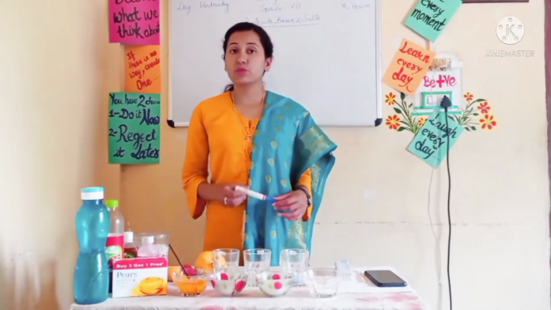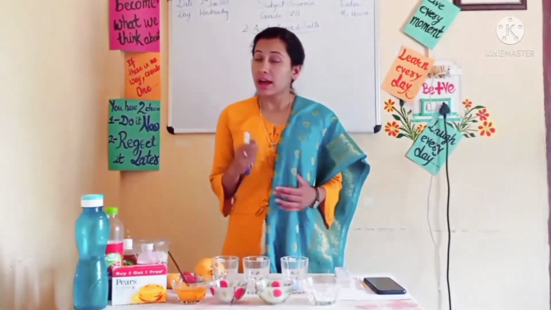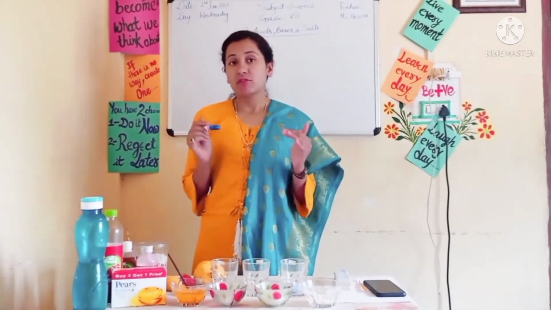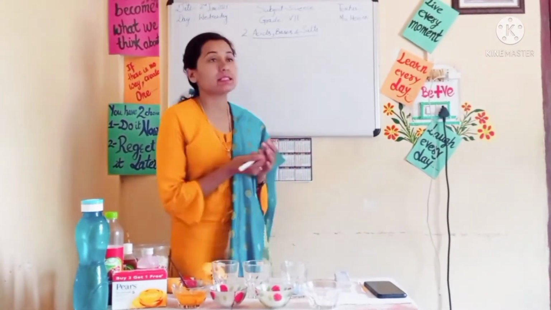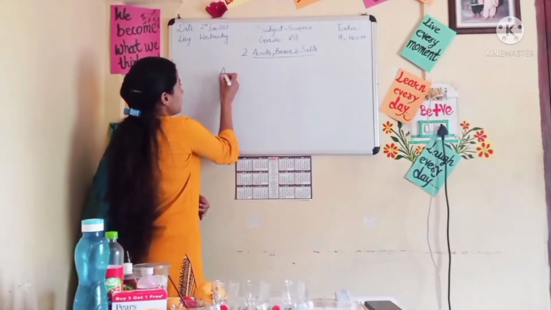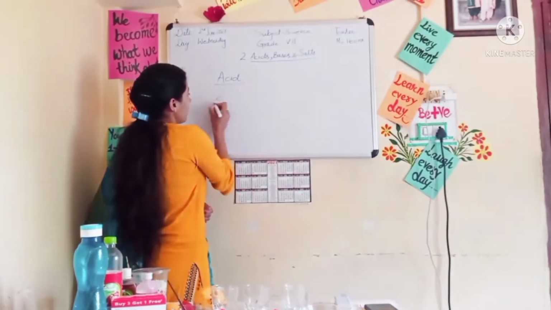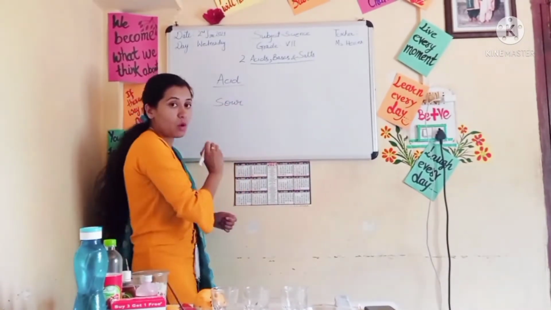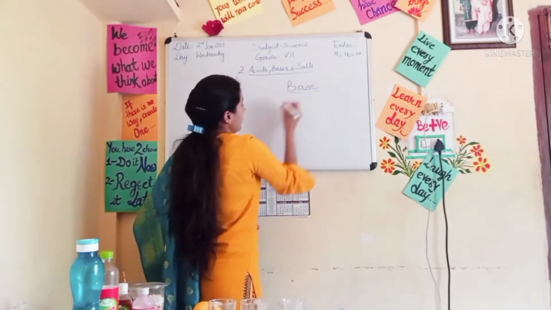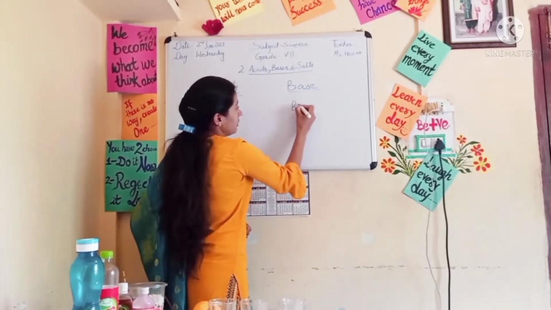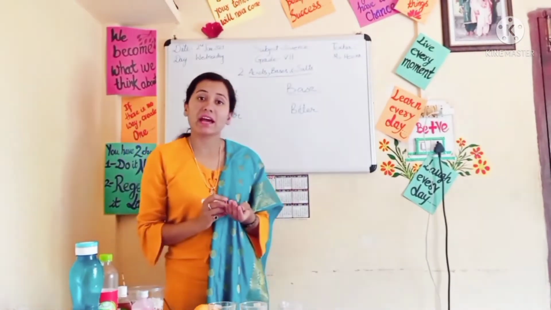So in this video, we are going to learn about what are acids and what are bases and how can we distinguish them. First of all, I will tell you the general point regarding acid and base. Acids, we can taste them. If we taste an acid, it will generally be sour. While if we taste any base substance, it will be bitter. This is the general property we have.